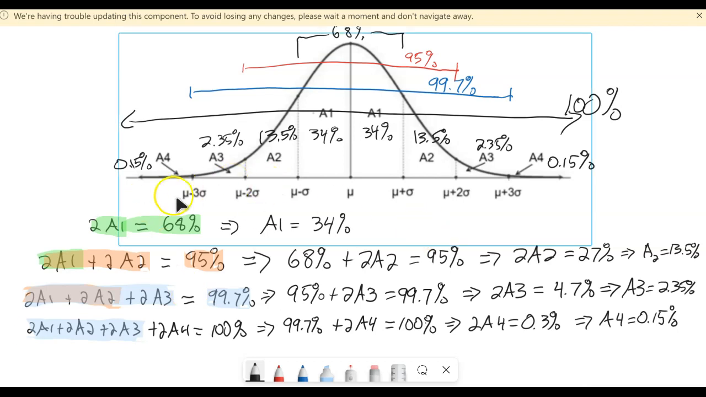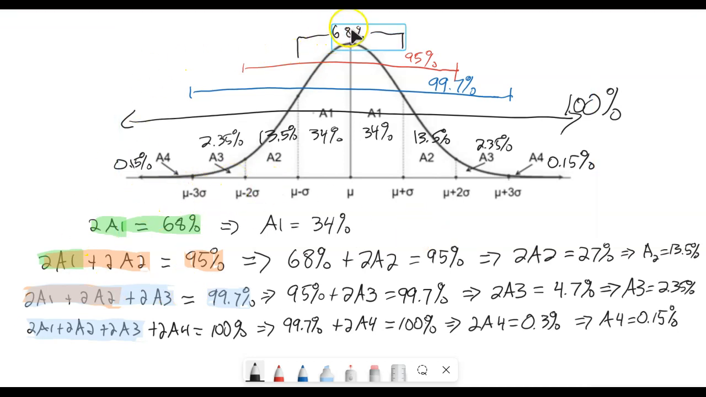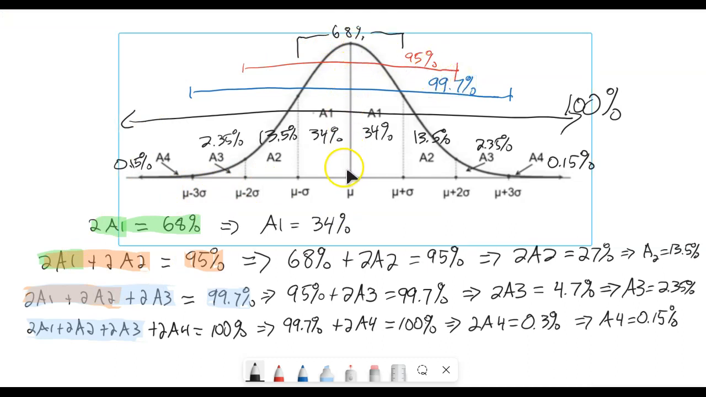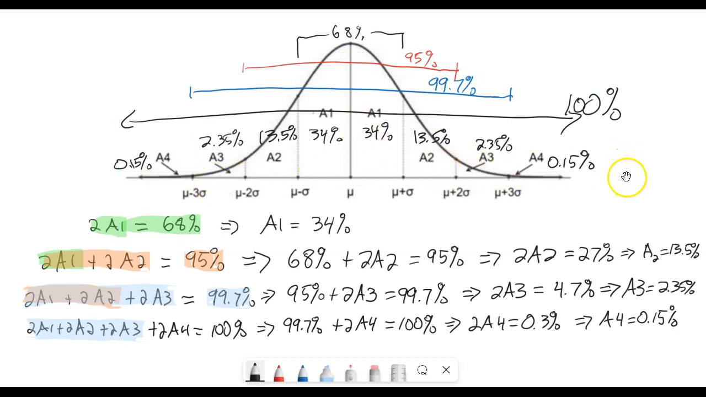Okay, excellent. This is how you can take the 68, 95, 99.7 rule and break up the normal distribution to know the percentage of all of the different regions in between the standard deviations. This really helps out in the homework, so you'll want to practice this.